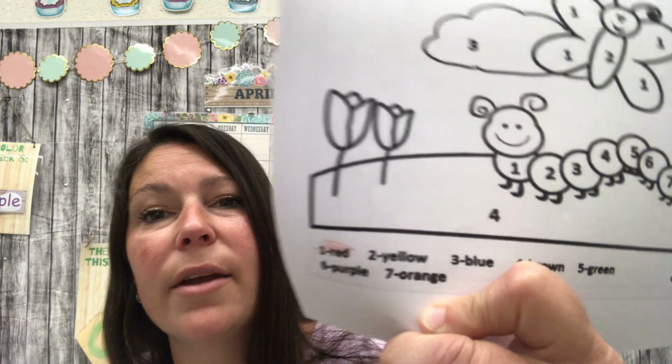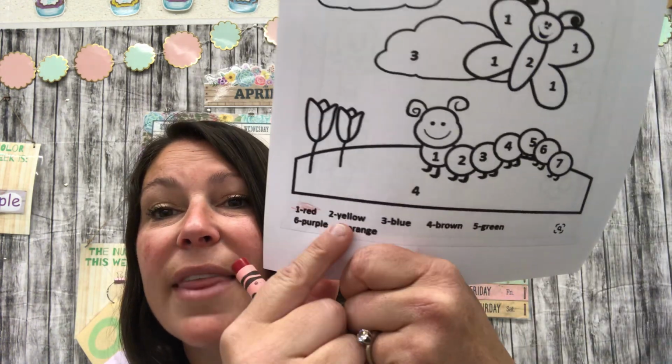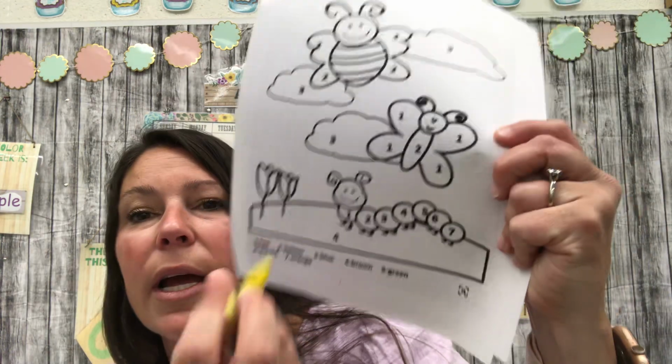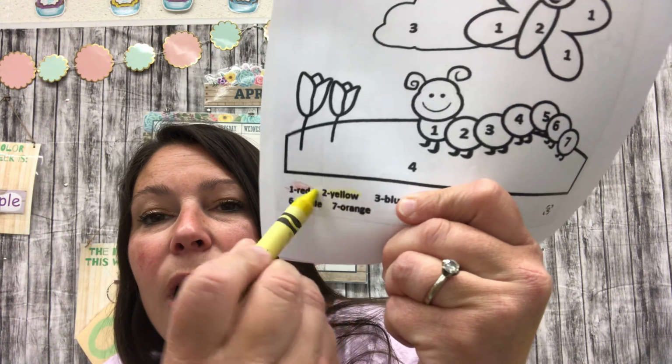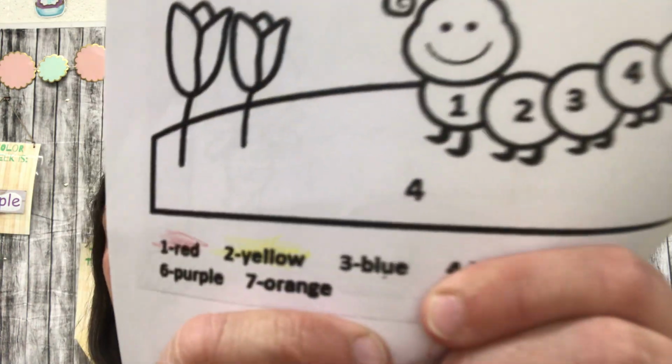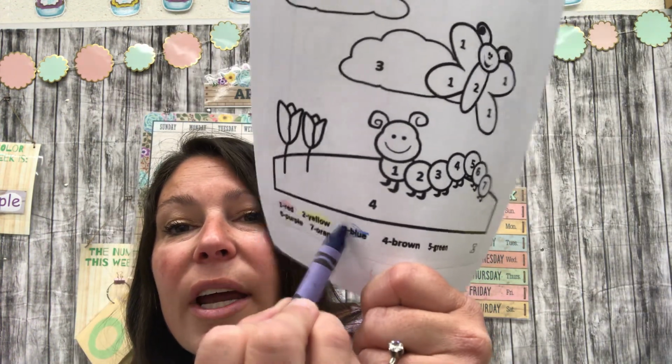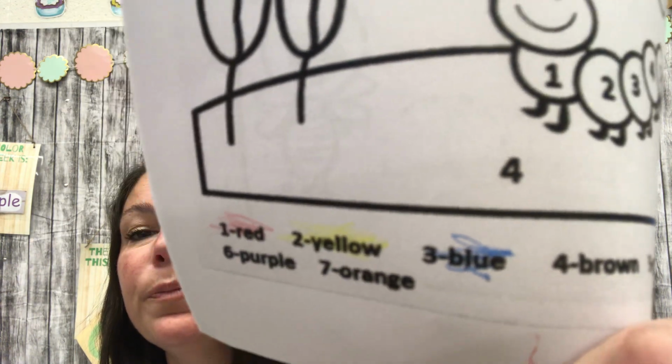So red for 1. Let's go over to 2. That says yellow. So look for something yellow to color with, and you're going to color your number 2 in yellow. We're going to fill in our key first because then we can go back and color in later, okay? That's why we're doing it this way. Next up, we have number 3, which says blue. So look for something blue and color in 3 for blue.